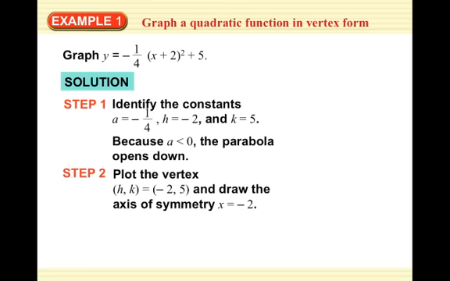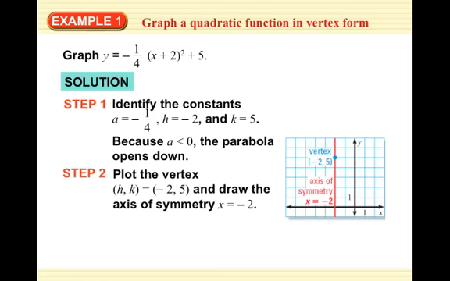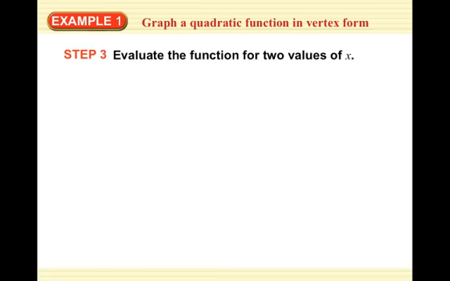All right, for step 2, we're going to plot the vertex. So we want to plot the point (h, k), (negative 2, 5), and then draw the axis of symmetry, x equals negative 2. So far on your graph paper, that's what you should have: the point (negative 2, 5) plotted, and then the vertical line through the vertex, x equals negative 2. Now remember, I tend to make this a broken line because it's technically not part of what we're being asked to graph. It's just associated with it, and it will help you in the graphing. Symmetry is a beautiful thing.